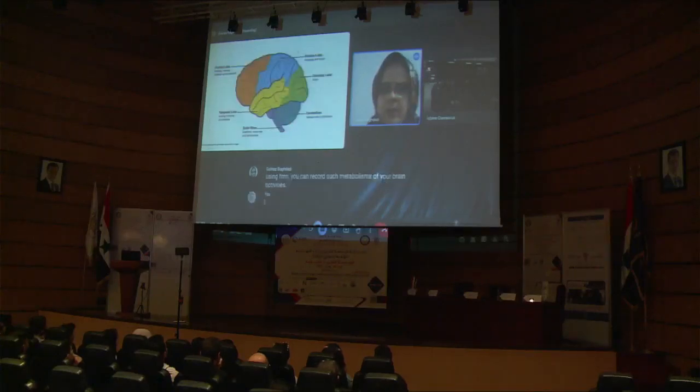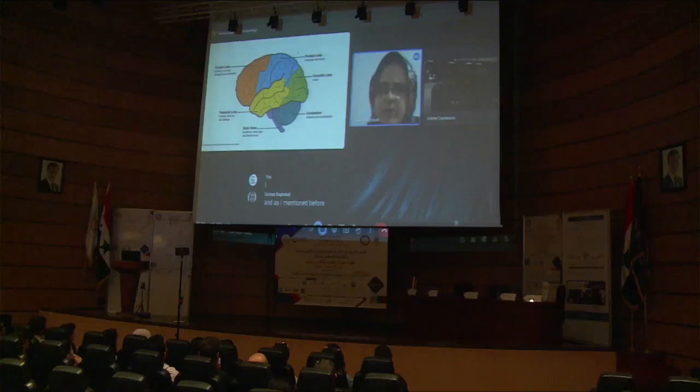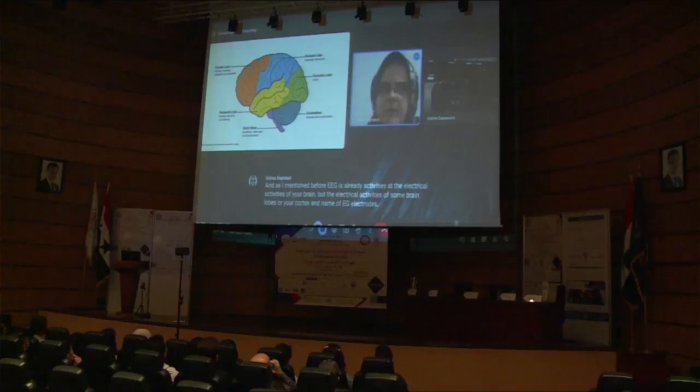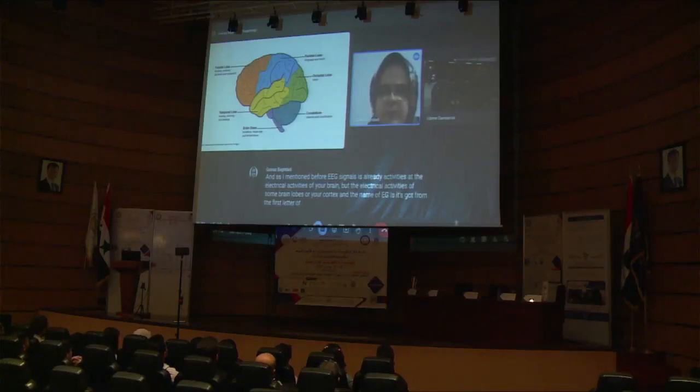As I mentioned before, EEG signals are the electrical activities of your brain, but the electrical activities of some brain lobes or your cortex. And the name of EEG electrodes is got from the first letter of the brain lobe's name.